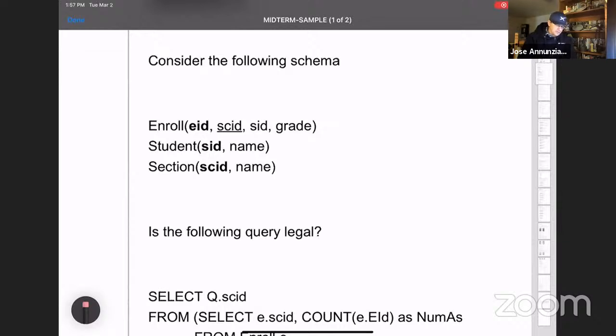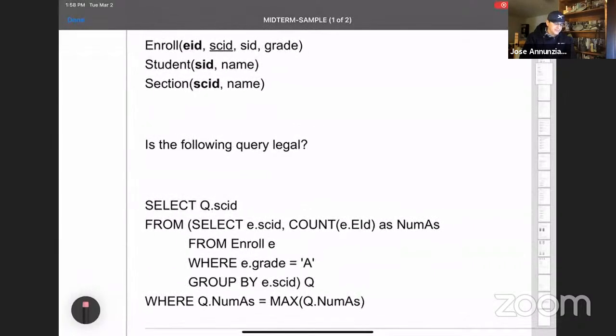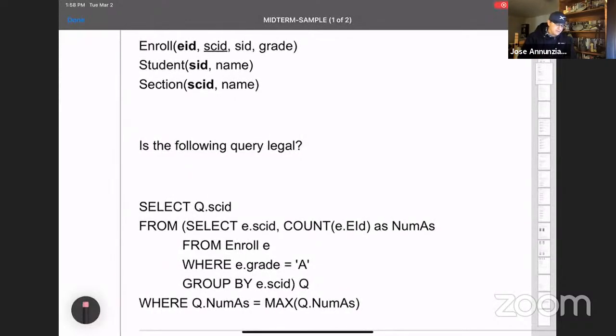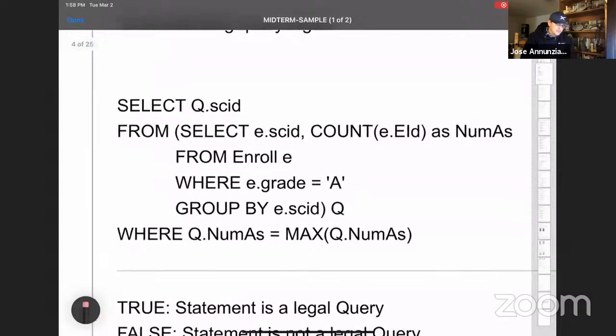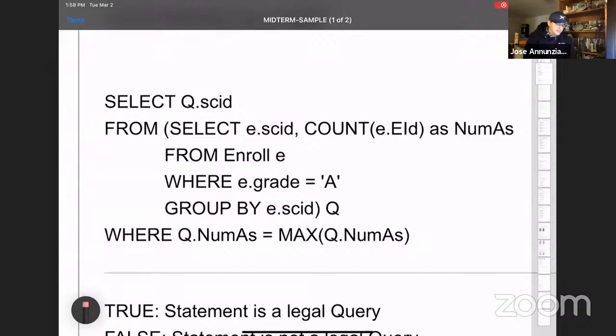And so the question is: is the following query legal? All right, so what do we have here? We have a select statement, and Q. What's Q? Q seems to be the name of this inline view. It's like a table, giving the name to some virtual table. It's not a real table. It's actually an inner select statement that we are calling Q. So that's okay. This one's good.